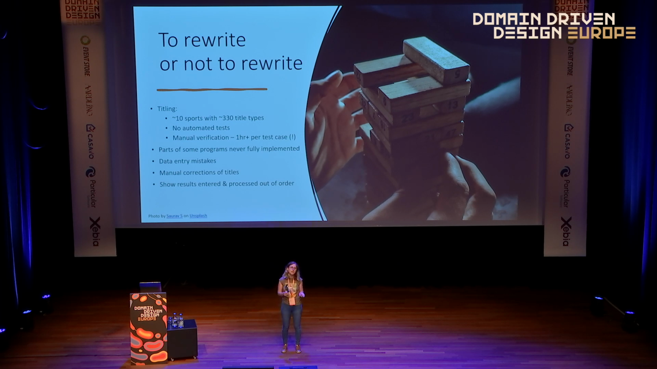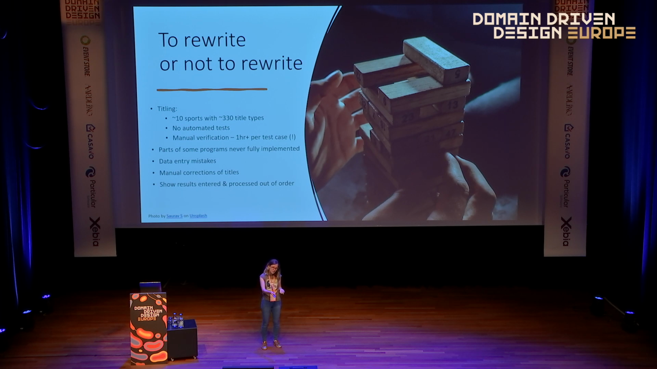Also, since the data entry was manual for the most part, there were many mistakes. So things that shouldn't happen, they happened all the time. So for example, you could assign the show result to the wrong dog, or you could pick a category that didn't exist in the given program. So then that result would be skipped. So over the years, we had many manual corrections of titles.